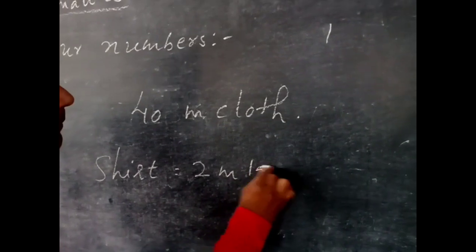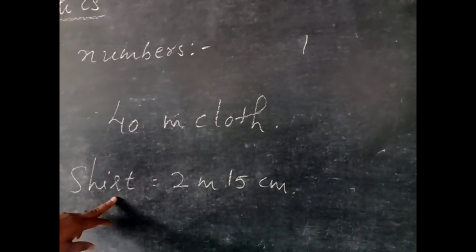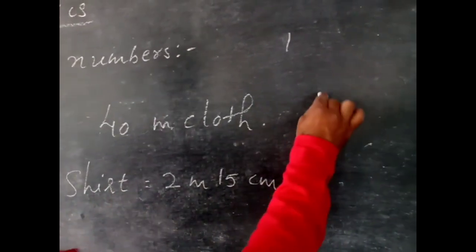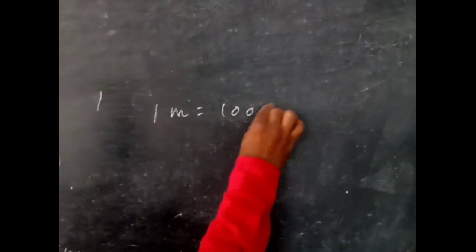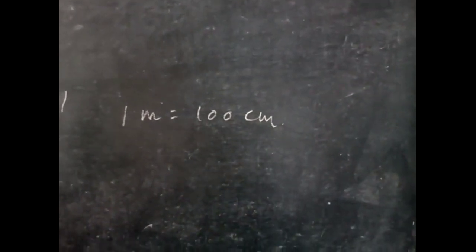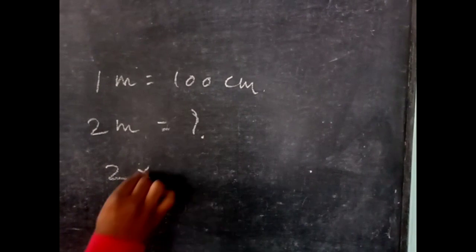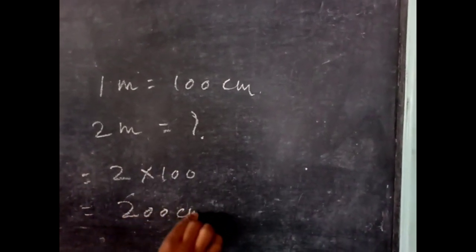And how many centimeter? 15 centimeter is required. So we can say 2 meter means how many centimeter? 1 meter is equal to how many centimeter? 100 centimeter, right? So 2 meter is equal to 2 multiply 100. So we can say 200 centimeter.